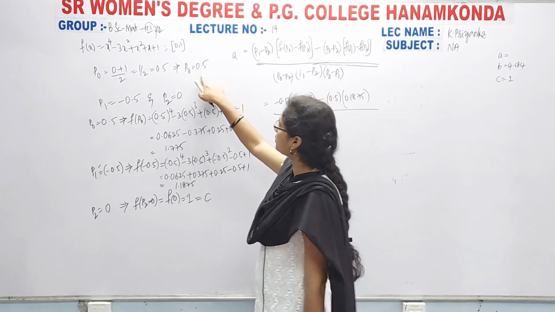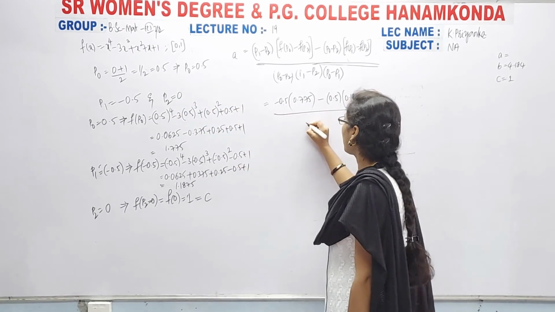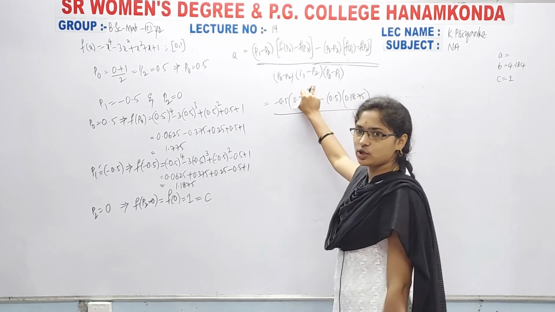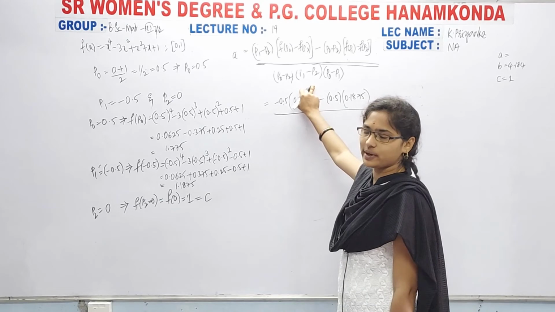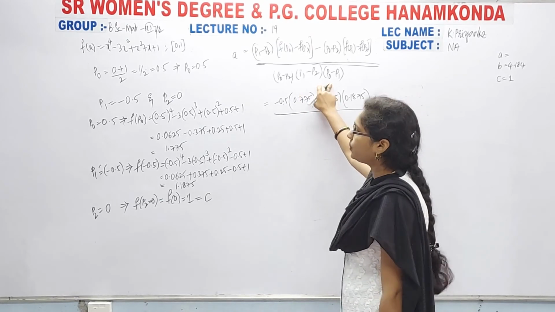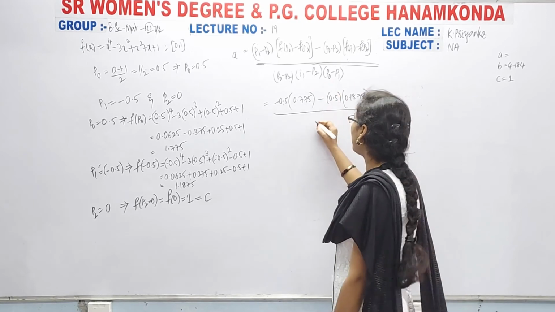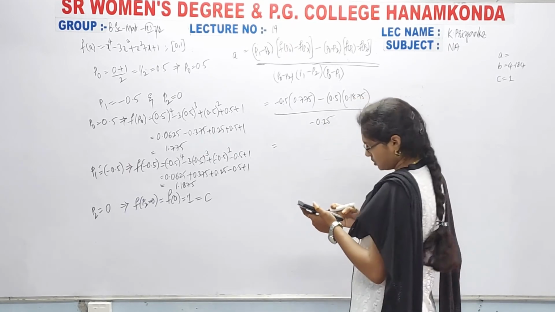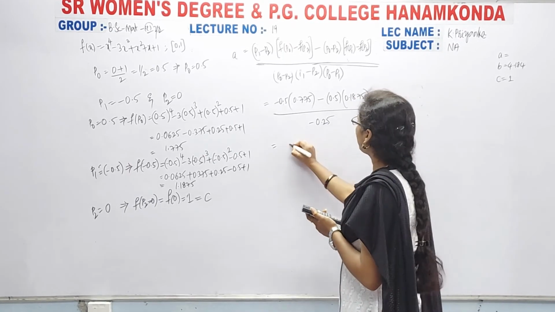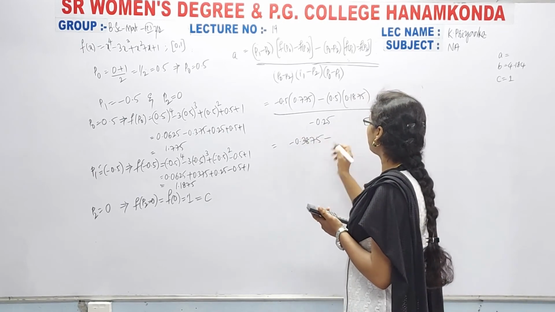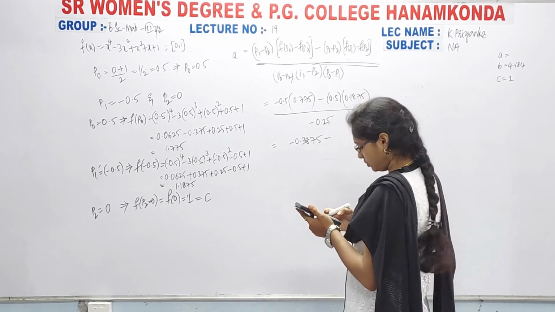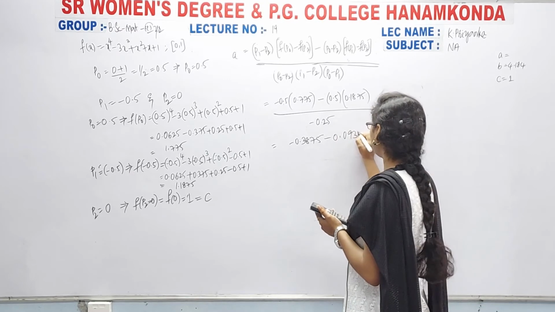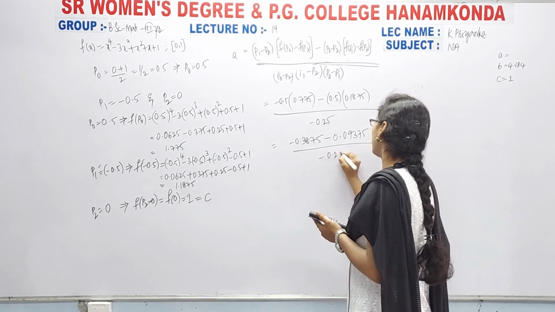P0 minus P2 means 0.5 minus this one. So actually here we are getting 0.5 and P1 minus P2, so minus 0.5. Minus into minus, plus into minus, minus 0.25 into P0 minus P1. So it is nothing but minus 0.25. Now here directly 0.5 into 0.775 minus 0.3875 minus 0.5 into 0.1875, 0.09375 by minus 0.25. Okay.